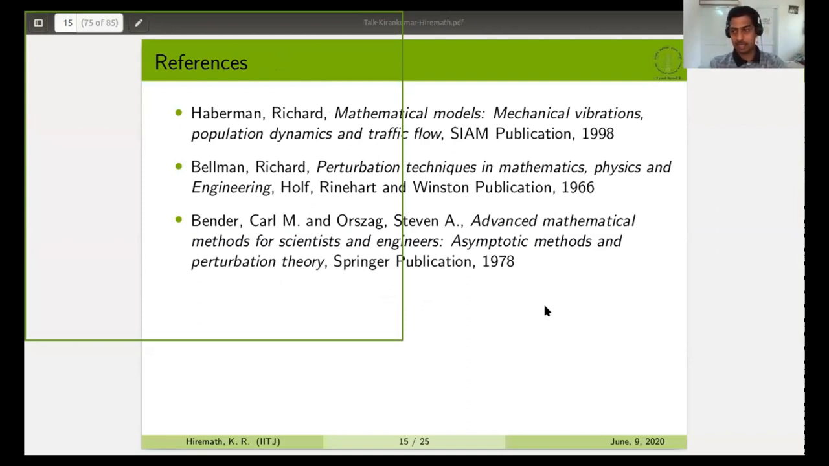You can find more about these systems in these books, where plenty of other applications are discussed in detail. So that was from my side. I wanted to give you an idea about how we analyze engineering problems for their stability.